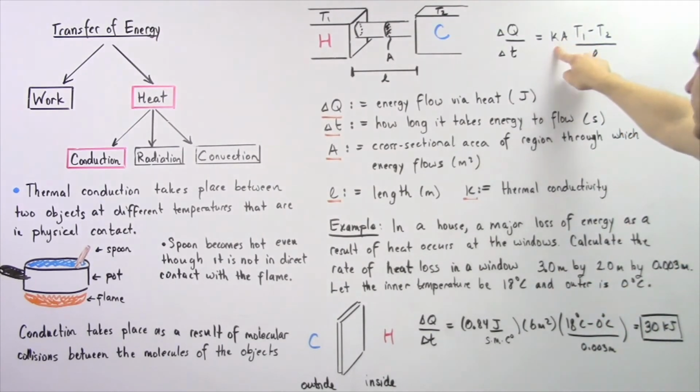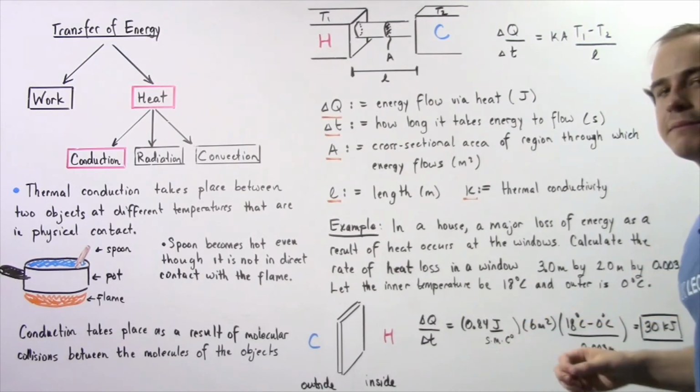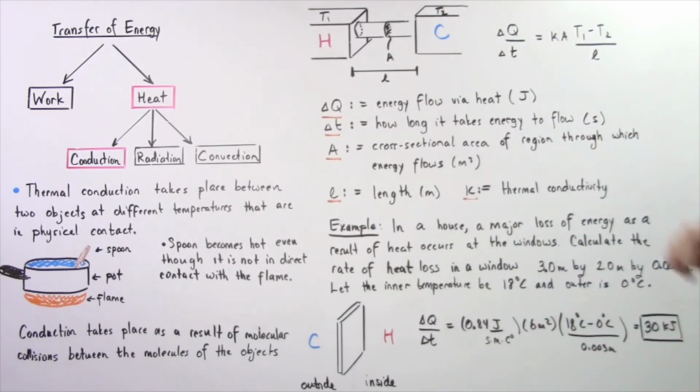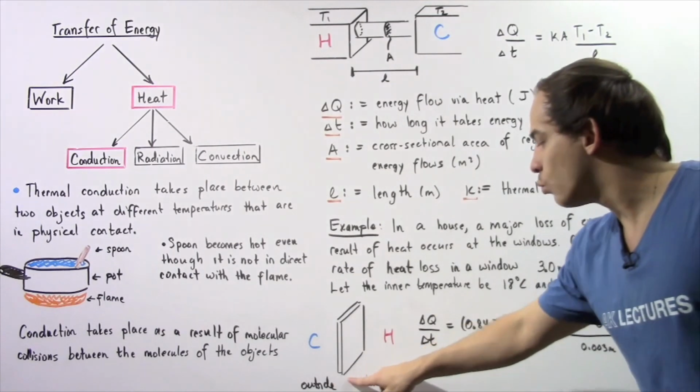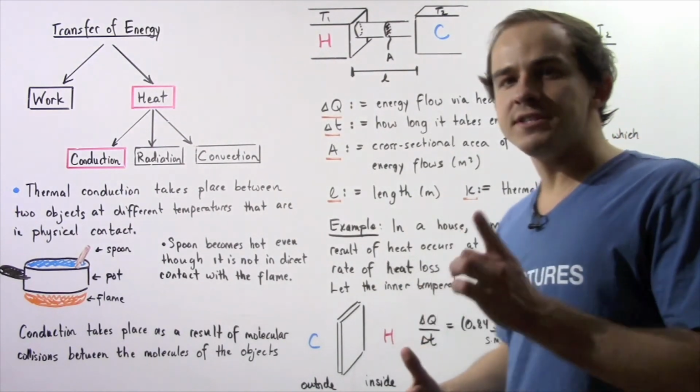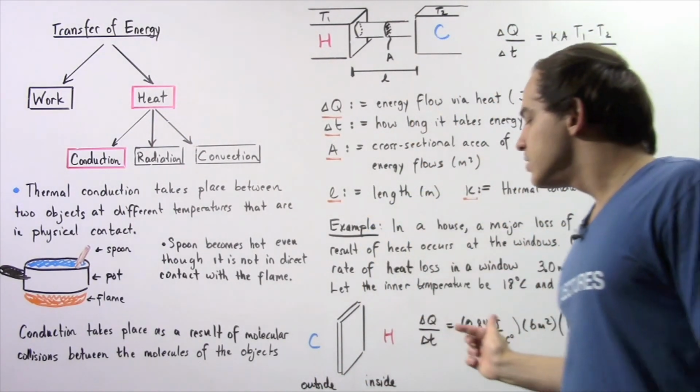So, we know that our k for glass is 0.84 joules per second times meters times Celsius. This value can be found in a textbook or online. Now, we know the A is 3 times 2, so we have 6 meters squared, and we know the change in temperature is 18 minus 0. So we divide that by the length of our window. The length, or the width in this case, is 0.003 meters, and we get about 30 kilojoules of energy will transfer every single second from the inside to the outside.